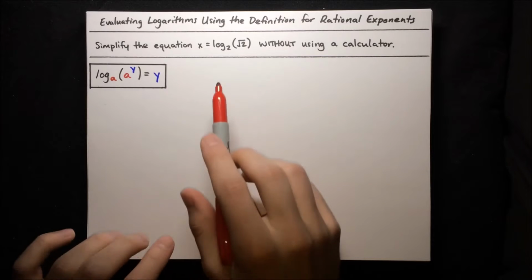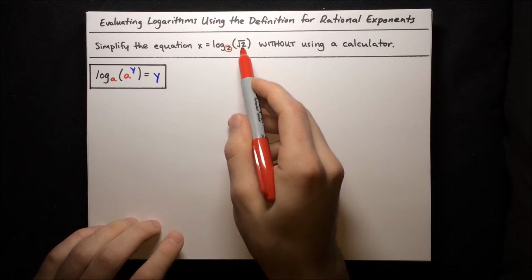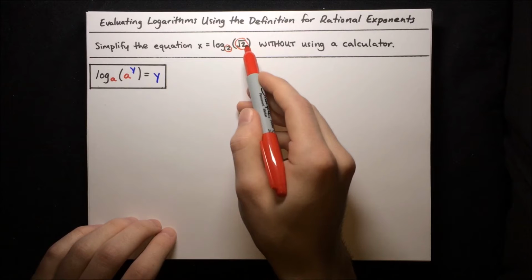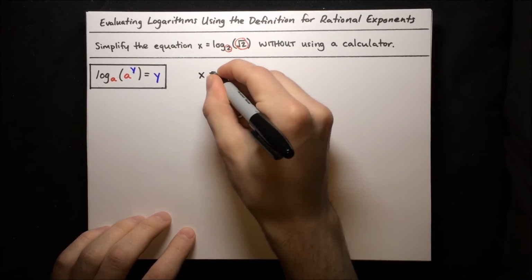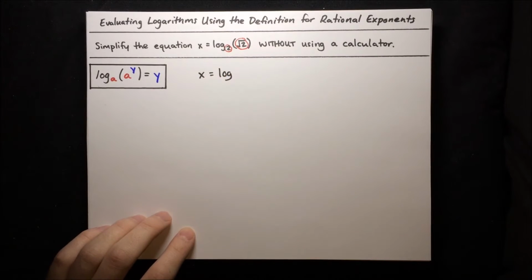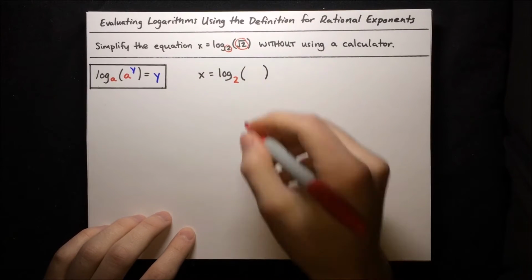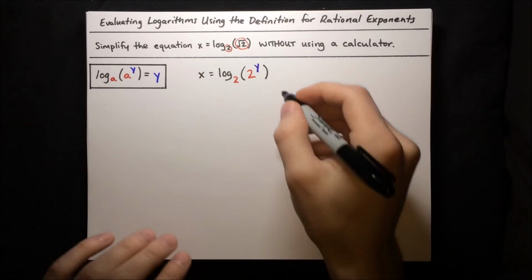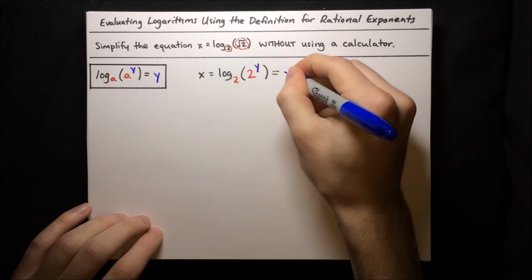Okay, so looking at our equation here, we've got a base of 2, and we'd ideally like to rewrite this argument of the log, root 2, so that it has a base of 2 raised to some exponent. So we'd like to be able to say that x is equal to log base 2 of 2 raised to some power, call it y. That way, the output of the logarithm will just be that exponent on the 2, which is y.